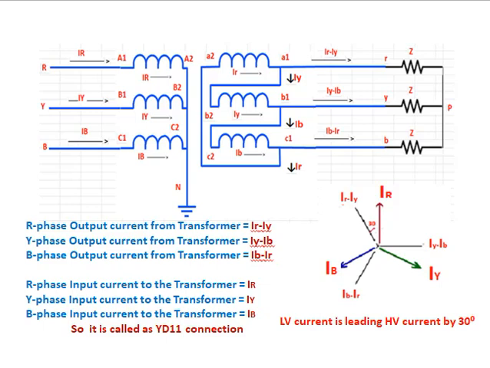You see this vector diagram. IR, IY, IB is the HV side current. IR minus IY, IY minus IB, IB minus IR is the LV side current. This IR minus IY is leading IR by 30 degrees. LV current is leading HV current by 30 degrees. So it is YD11.